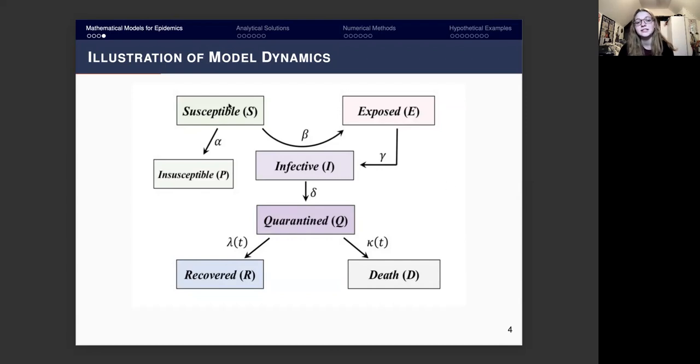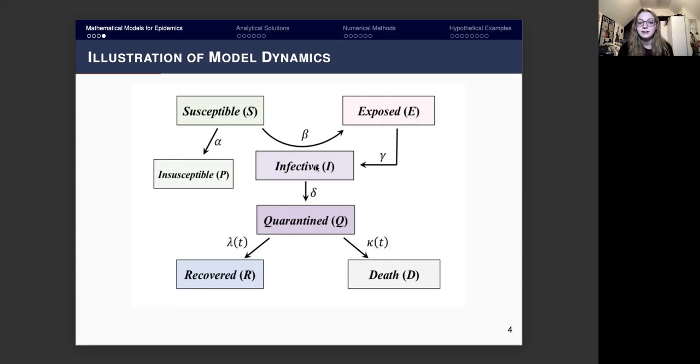So when we start with our susceptible population, we can see that people can either become insusceptible or exposed to the virus. And if they're exposed, that means they have tested positive, but they don't have any symptoms yet, and they can't spread it to other people, so they're not contagious yet. But once they are in this exposed population, then they can move to the infectious population through our gamma here, which is the amount of time it takes for them to develop those symptoms and they become contagious.